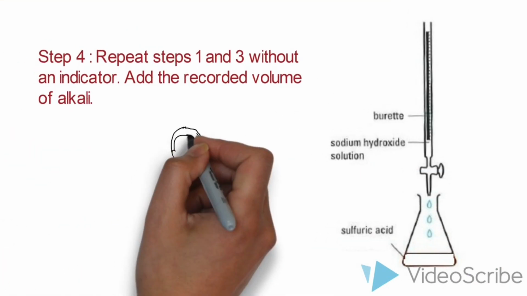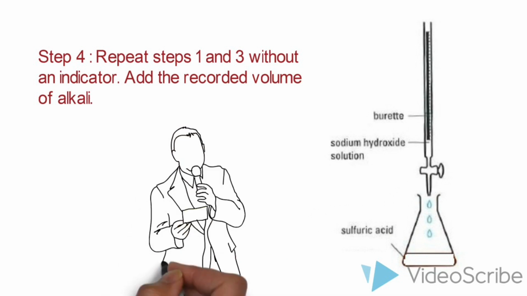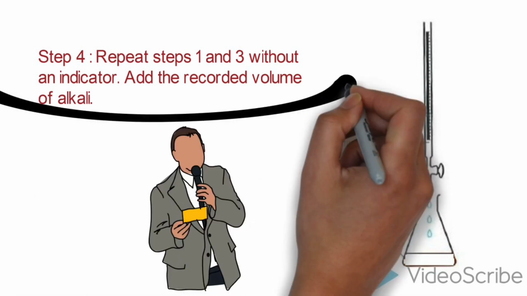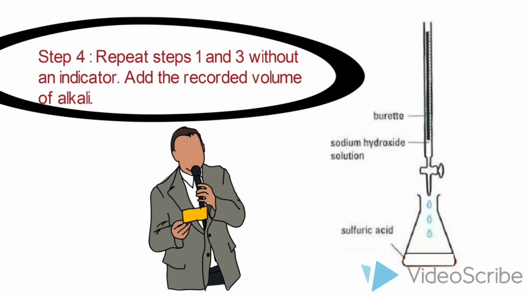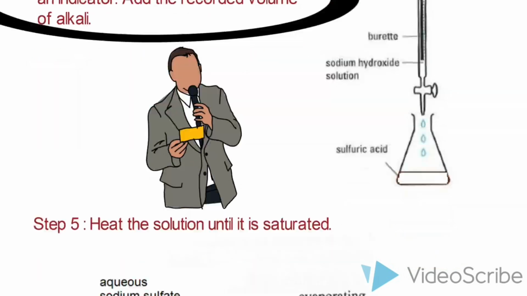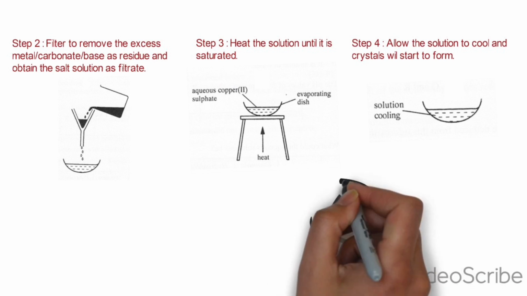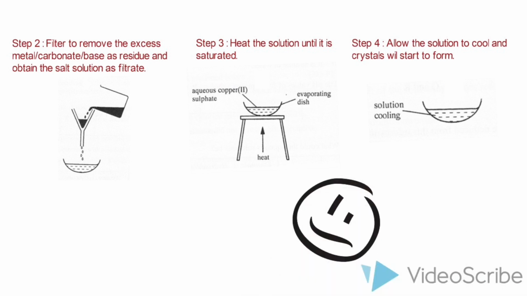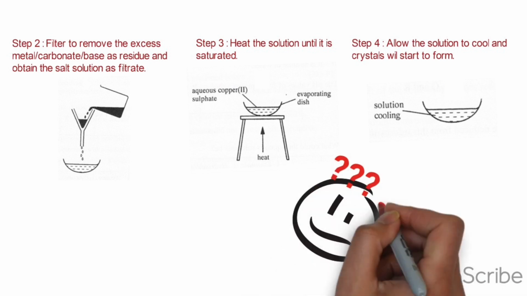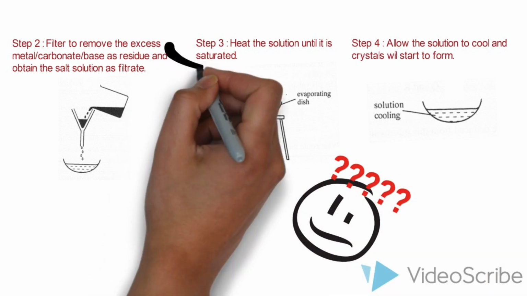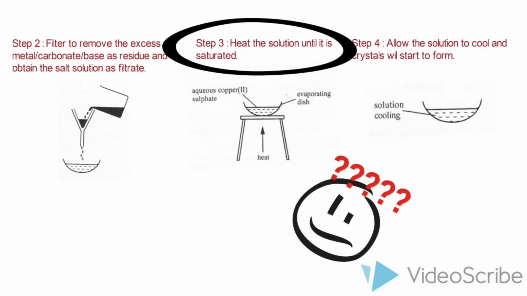So, just 2 questions before we end this video. Firstly, in the titration method, in step 4, we mentioned that we have to repeat steps 1 and 3 without an indicator. Can you think of a reason why? The second question for you is that in crystallization, we always heat the solution until it is saturated. Why do we not try to evaporate it until dryness? Instead, we heat the solution until it is saturated.